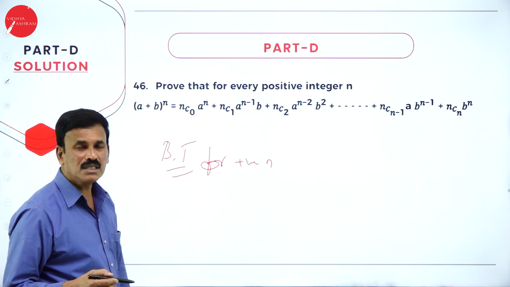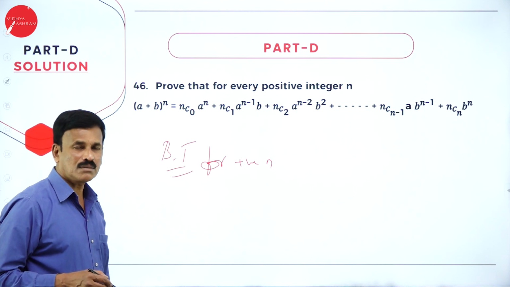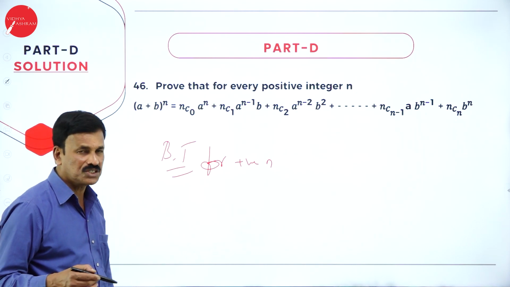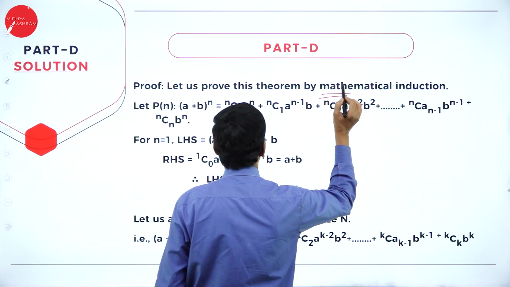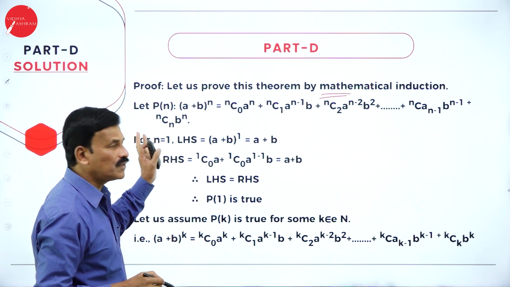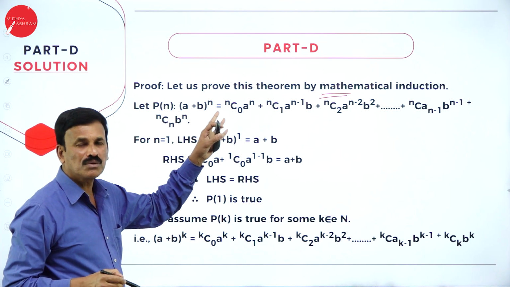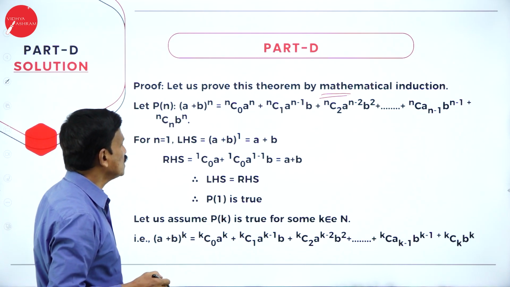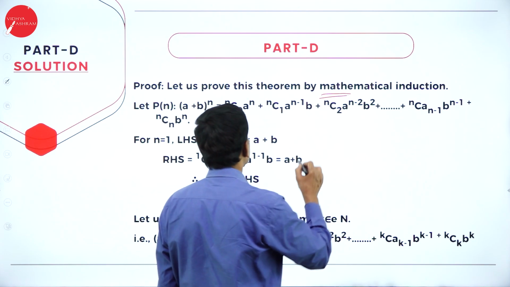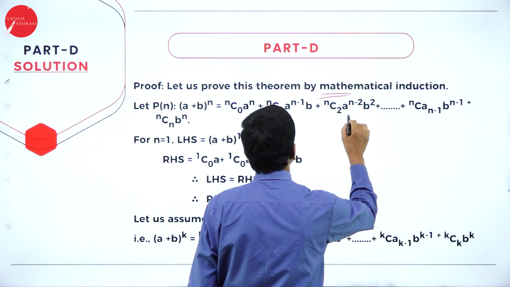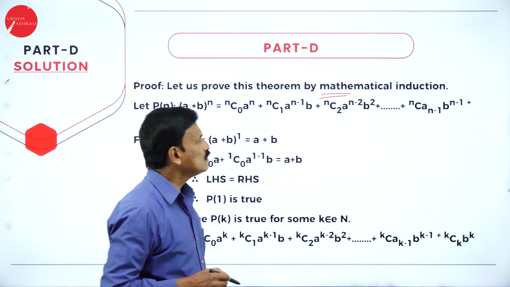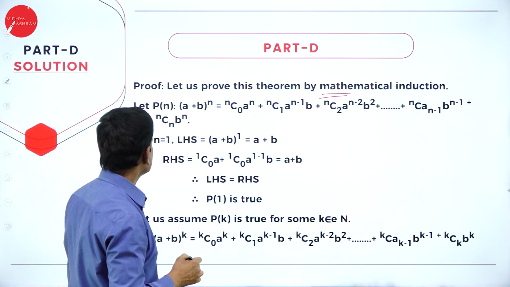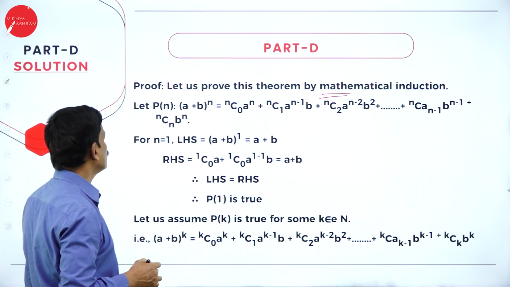Now, this can be done by the method of mathematical induction. So let us prove this theorem by the method of mathematical induction. What is given? Let P(n) be (a + b)^n, which is given as nC0 a^n + nC1 a^(n-1) b + nC2 a^(n-2) b^2, etc., nC(n-1) a b^(n-1) plus etc. The last term is nCn b^n.